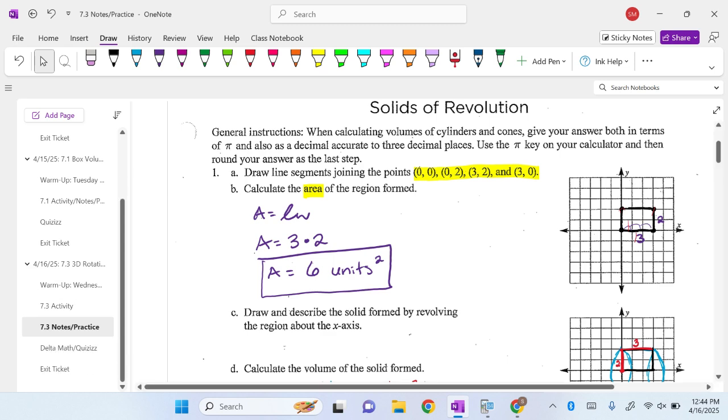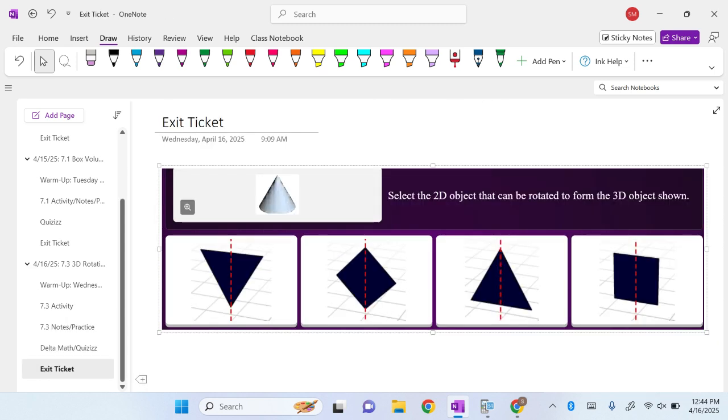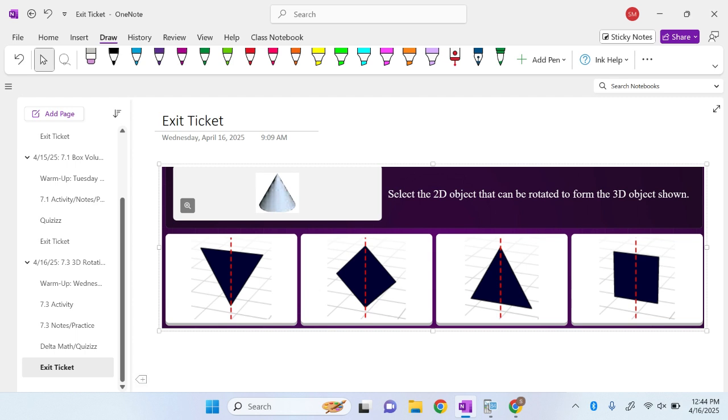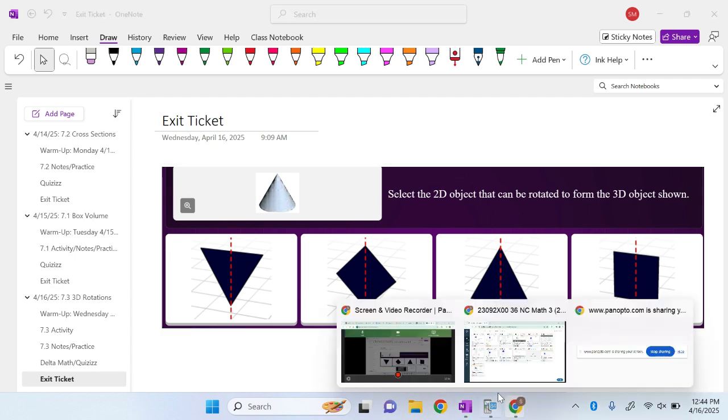And I'll go ahead and post the Excel ticket as well. It's hard to see, but it's also posted in Canvas if you can't see it. And just draw a quick sketch of the shape that it makes, or the shape that it comes from.